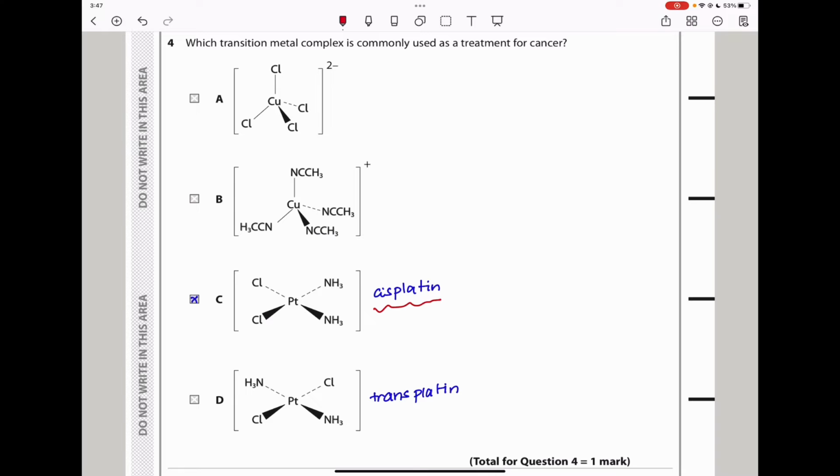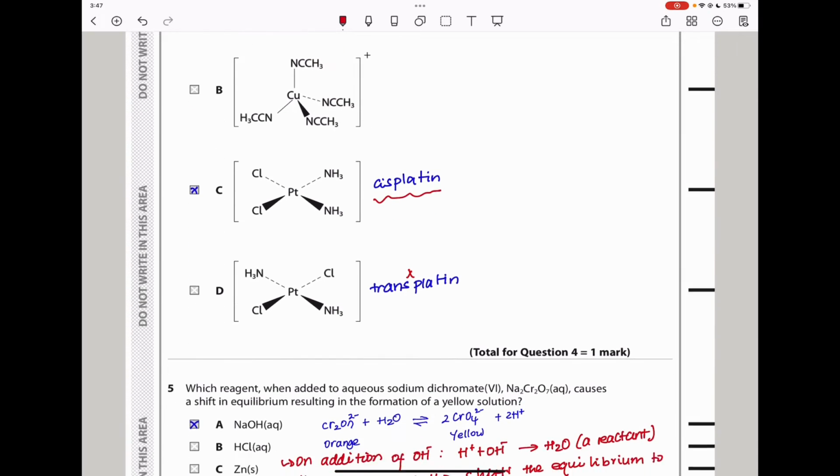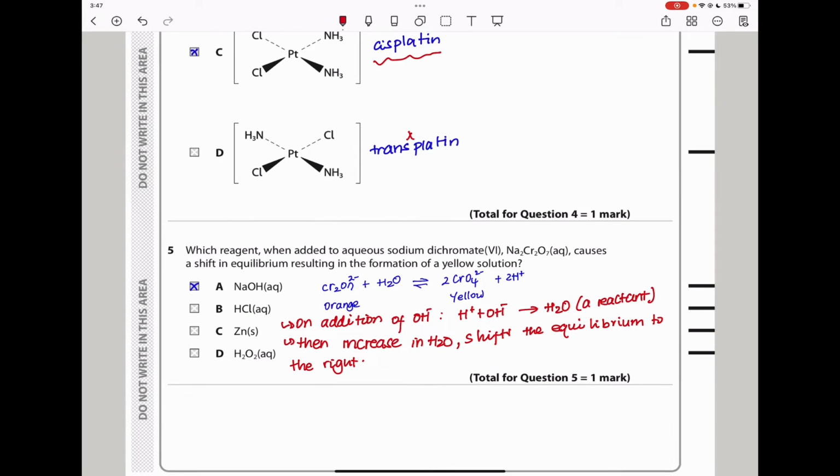We use cisplatin, not transplatin, so the answer should be C. Cisplatin is used in the treatment of cancer. Question 5 says, which reagent, when added to aqueous sodium dichromate, causes the shift in equilibrium resulting in the formation of a yellow solution?